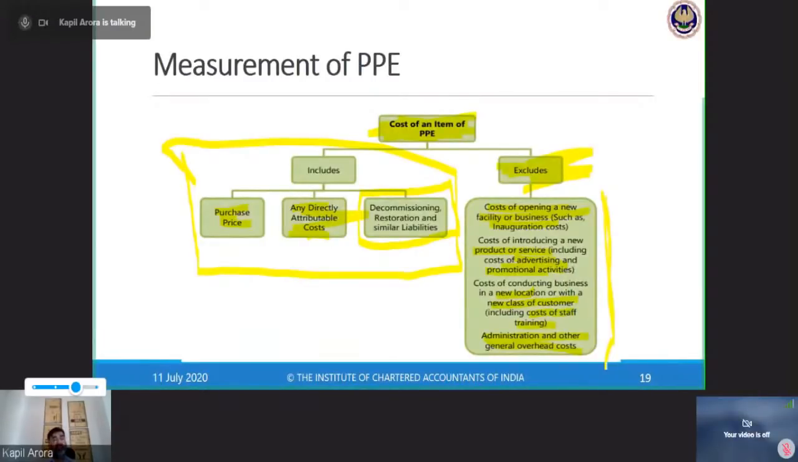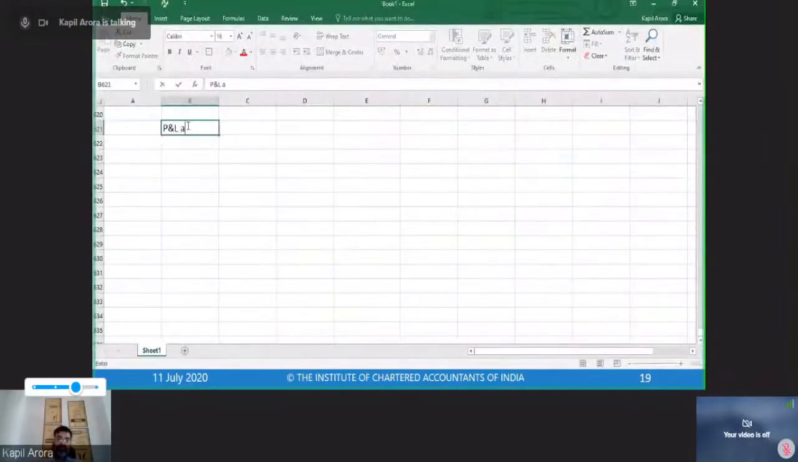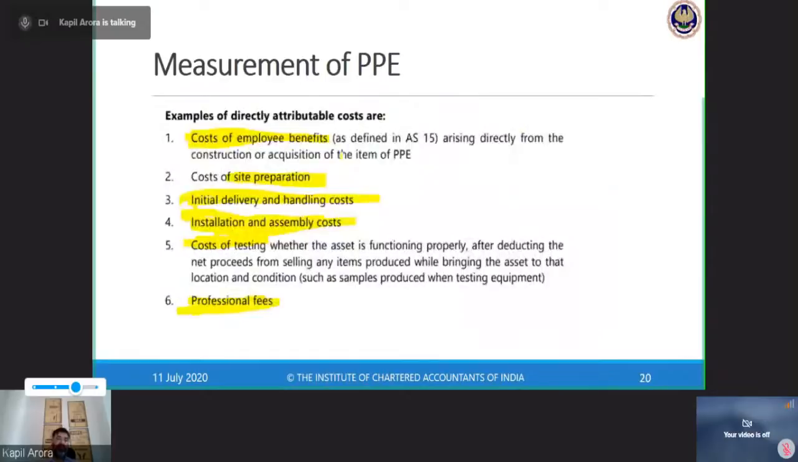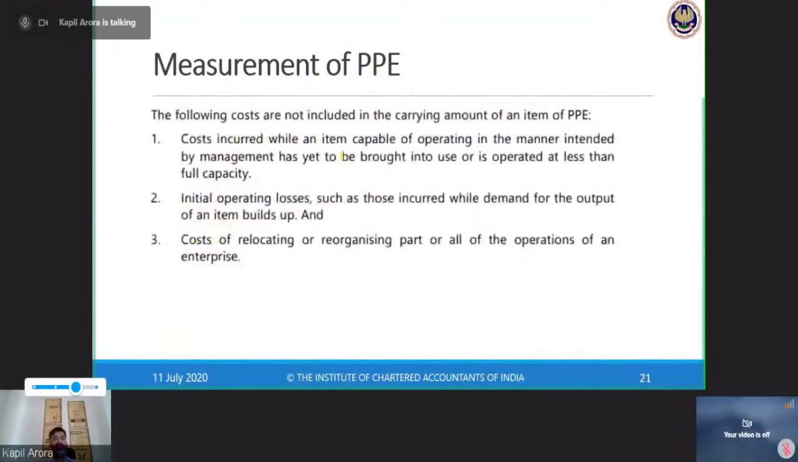Whenever these costs come up, these will not be added in the value of asset. If these are not added in the value of asset, what are we going to do? We will charge them to profit and loss account. That's what we do when we have to find out the cost of the asset. So what is directly attributable cost? We have already seen.